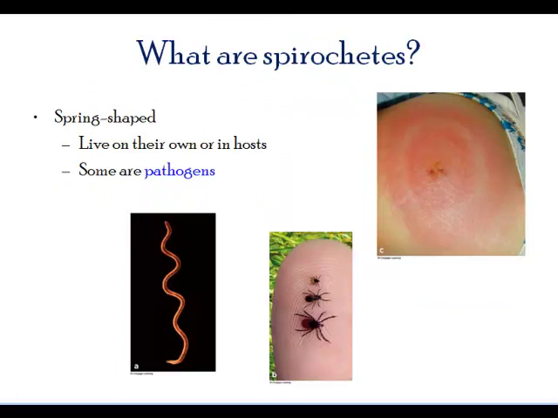Spirochetes are those bacteria that are spiral looking, and these are also pathogens. They sometimes live on their own, or they can live on your host. So, for example, a ringworm, the ring over here on the skin, and this over here are all examples of different spirochetes that have been infected.